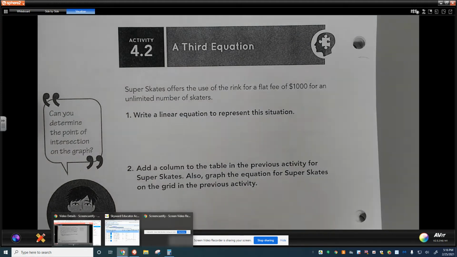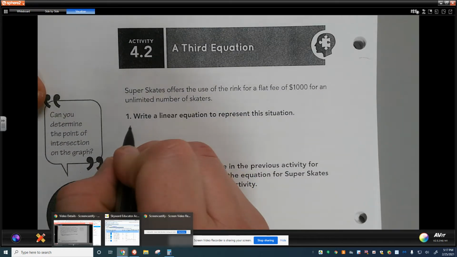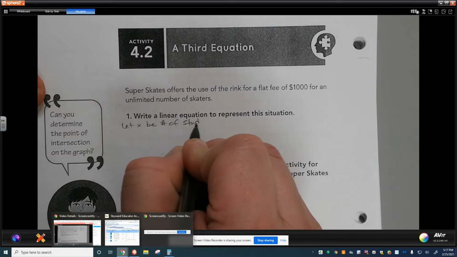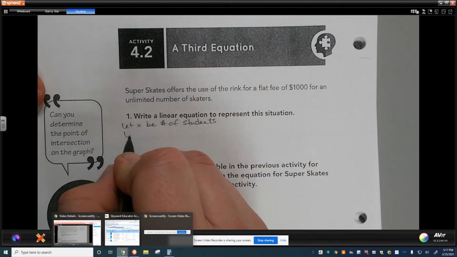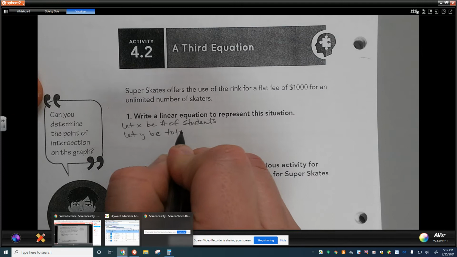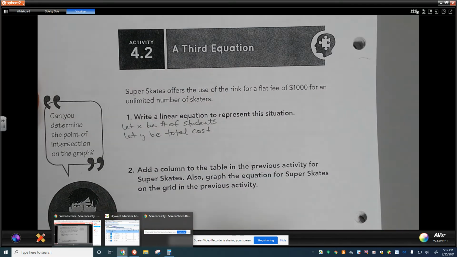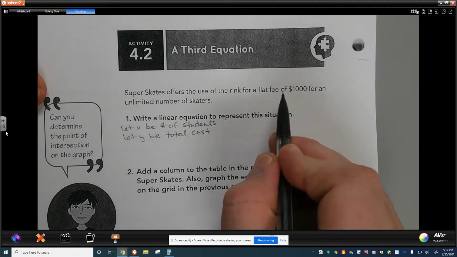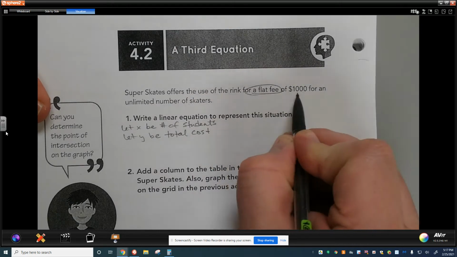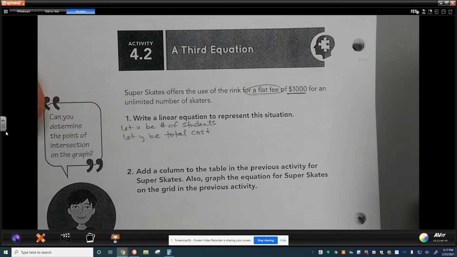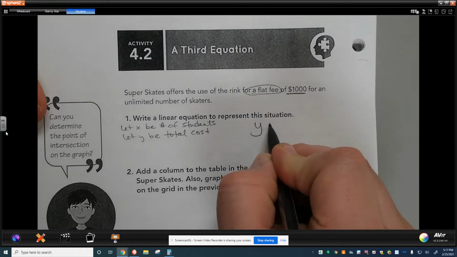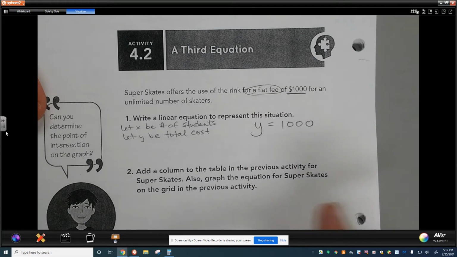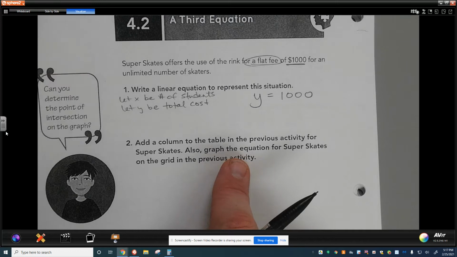In our previous situations, we said let x be the number of skaters, or the number of students, and y be the total cost. Now, this one's a little bit unique in that we actually don't have any students to speak of with this. We only have money. And so we know it's a flat fee of $1,000, which means there are no additional costs. There's no cost for each student. It just means that your total cost would be equal to $1,000.